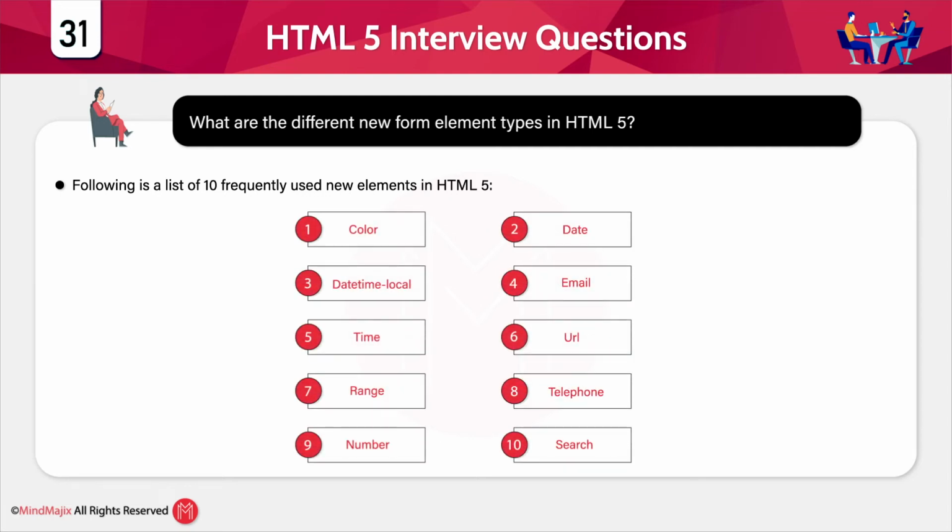See, what are the different new form element types in HTML5? Form elements: color, date, datetime-local, email, time, URL, range, telephone, number, search. These are the list of 10 frequently used new elements in HTML5. We have discussed all this. Input type equal to range, input type equal to number, input type equal to email, input type equal to date.